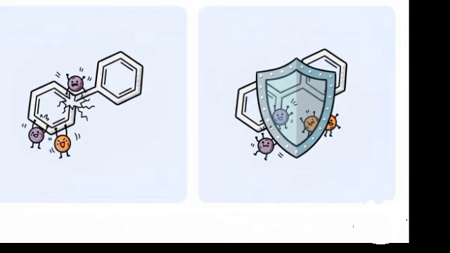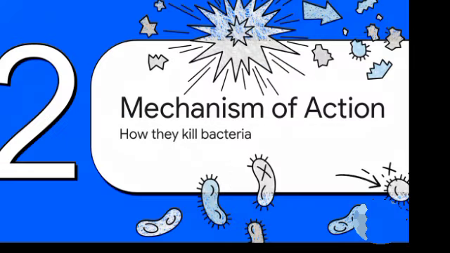Now that might sound like a tiny chemical change, but it's a huge deal. It makes the whole molecule more stable and way more resistant to a lot of those beta-lactamase enzymes that bacteria use to defend themselves. Okay, so we know they're stable, but how do they actually go in and just dismantle a bacterial threat? Let's get into the mechanism.